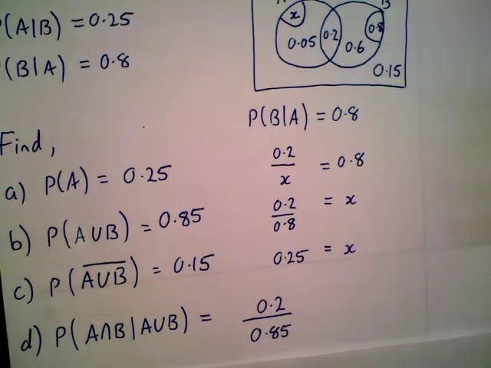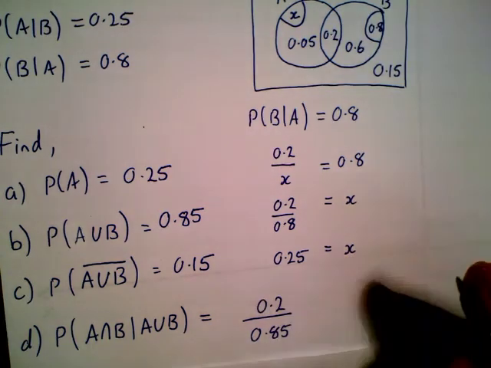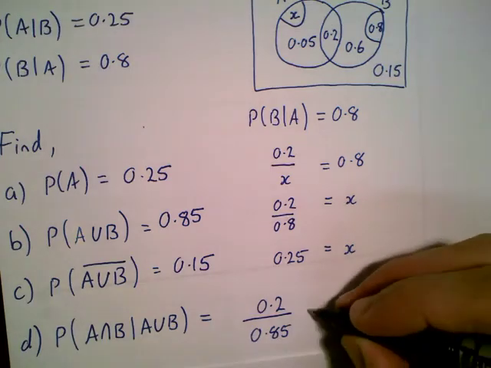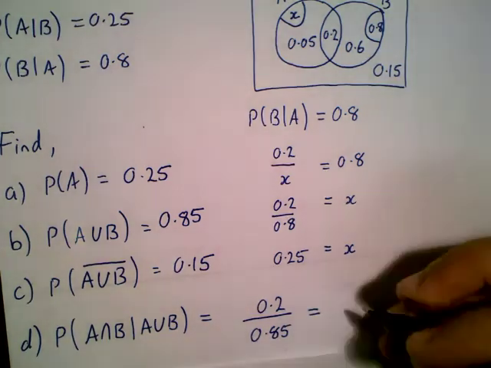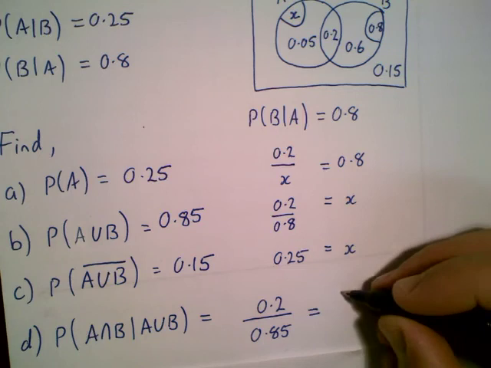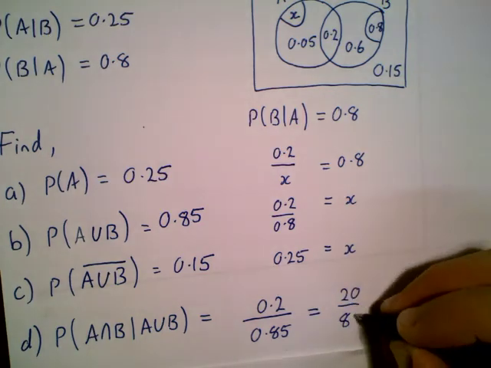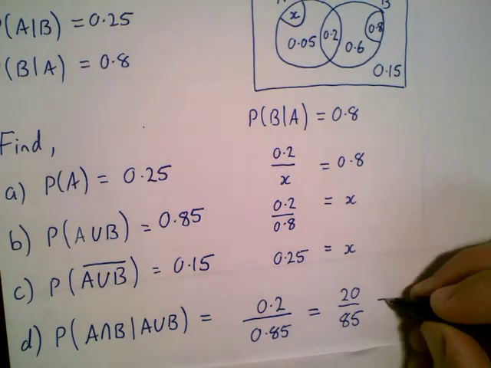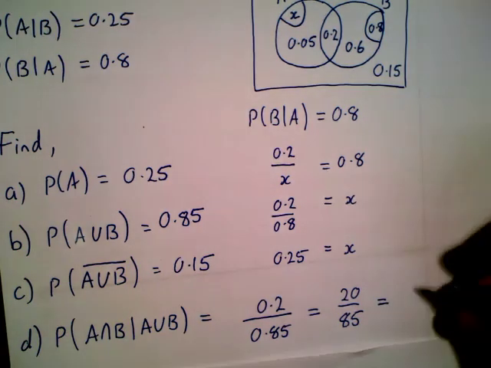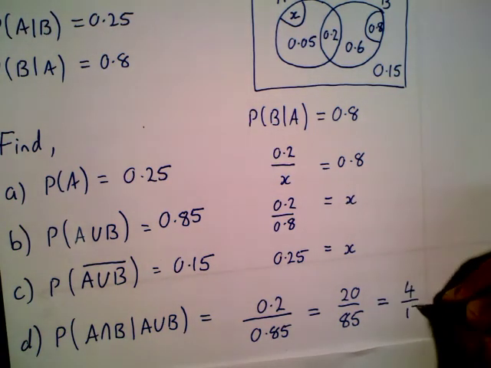So there's a solution for this probability, and probably a good idea to simplify that. We might change that into 20 over 85, and then simplifying by dividing top and bottom by 5, we get 4 out of 17 as a fraction.